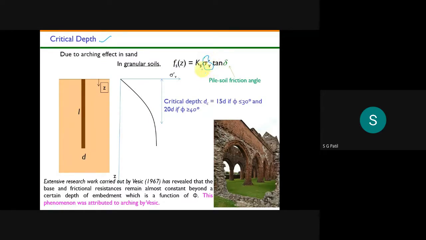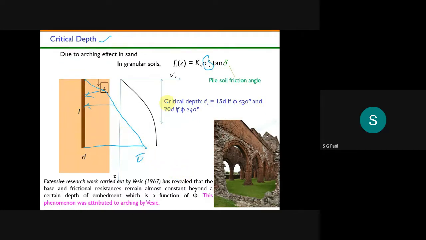vertical effective stress. Okay, so this vertical effective stress, what will happen usually? The vertical effective stress will keep on increasing as you go deeper and deeper. But experimentally, what they found was, this effective stress will keep on increasing as you go deeper into the soil. That is your sigma. But from experiment they found out that that will not happen. Okay, so this sigma will not increase all along the pile depth.